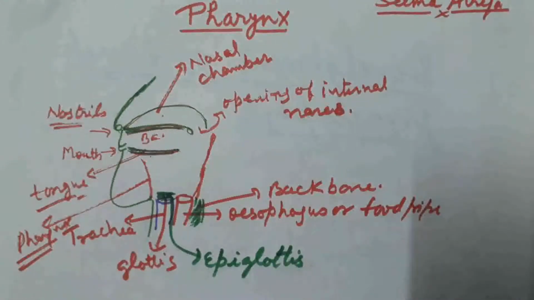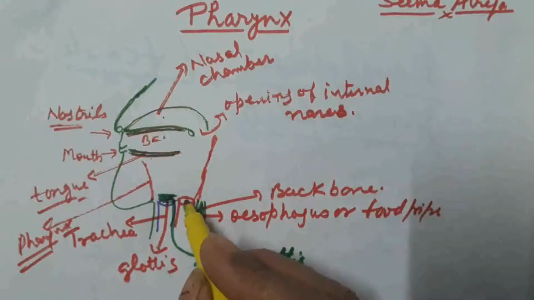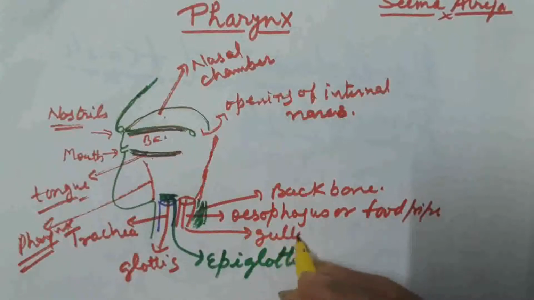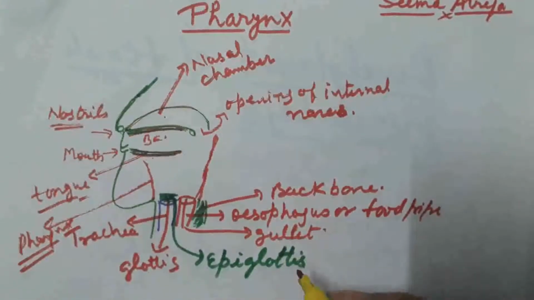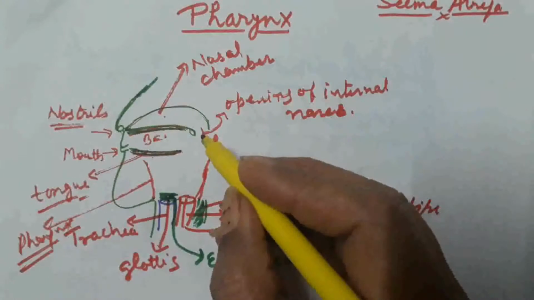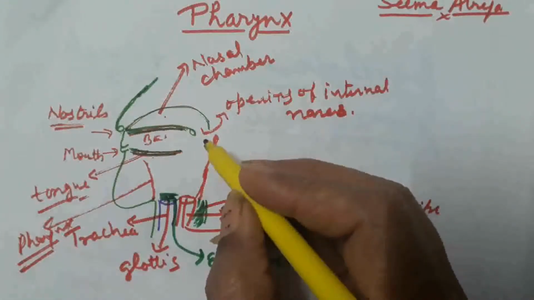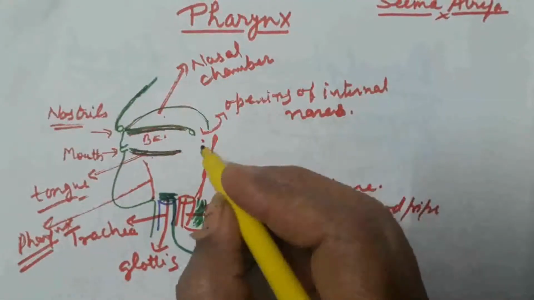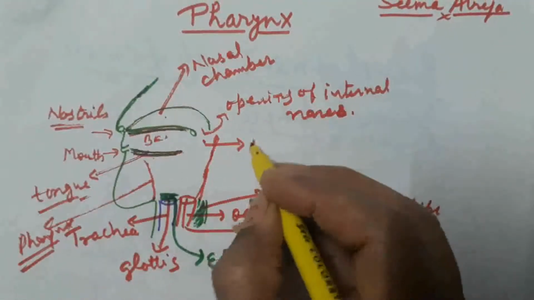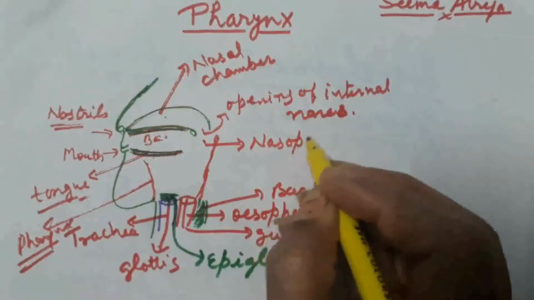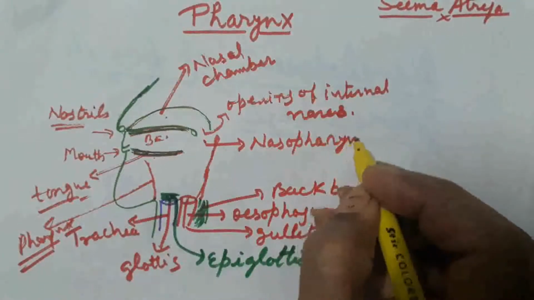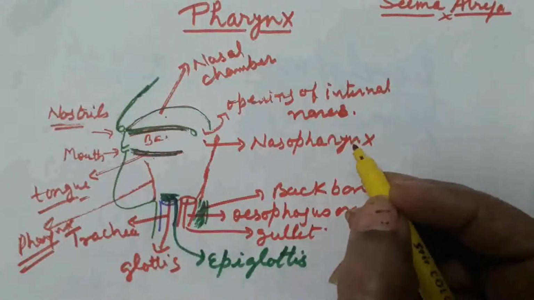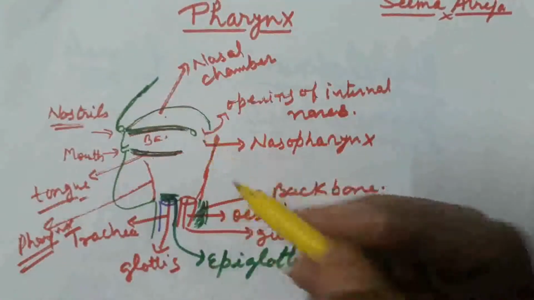And the opening of the food pipe is known as the gullet. These are the internal nares which open into this area of the pharynx, and this part is known as the nasopharynx. That is, the first part of the pharynx is the nasopharynx, in which the internal nares open.